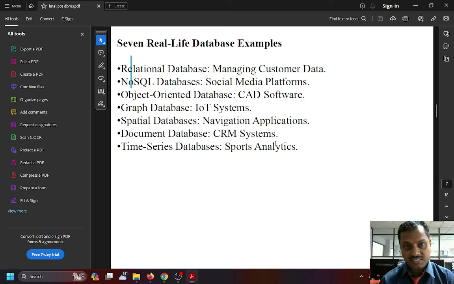Next are these seven real-time database examples. Relational database: it is managing customer data. NoSQL database: social media platform data, maybe Facebook or Twitter. Object-oriented database: the example is CAD software. Graph database: IoT systems. Spatial databases: navigation applications. Document database: CRM systems, where you have large content of data. Time series database: sports analytics. So these are the different real-time database examples.